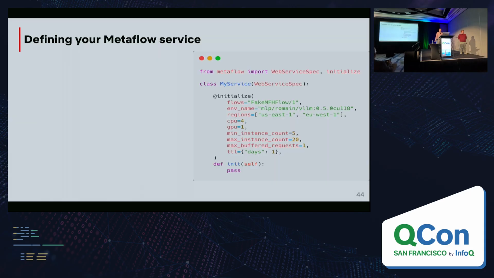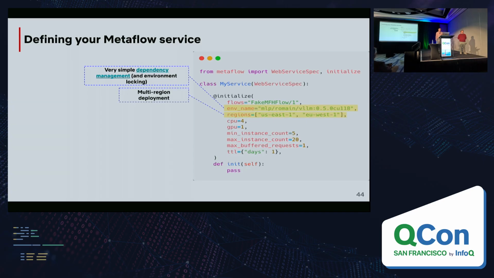So defining your Metaflow service, there are two main parts. The first one is the initialize part, where you basically say, what does my service want? So in this case, going back to the dependency management that we just talked about, you can link it to an environment, saying, I want to use this environment. This is the same environment that you can use for training, for example. So this makes it very easy for users.